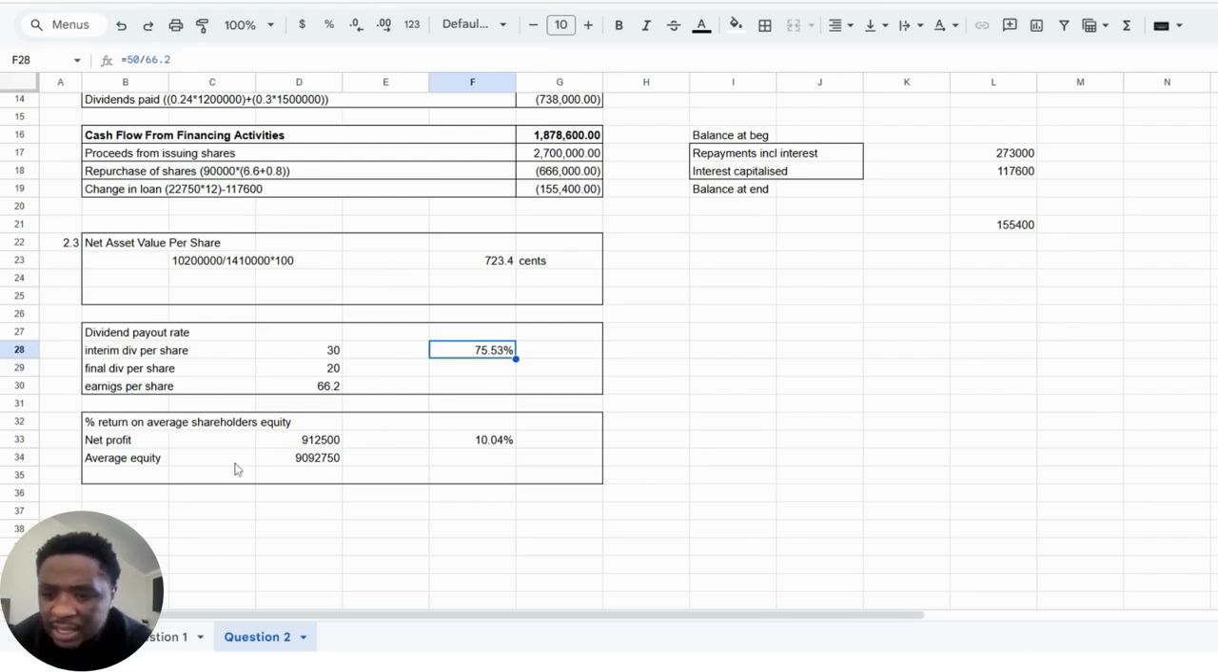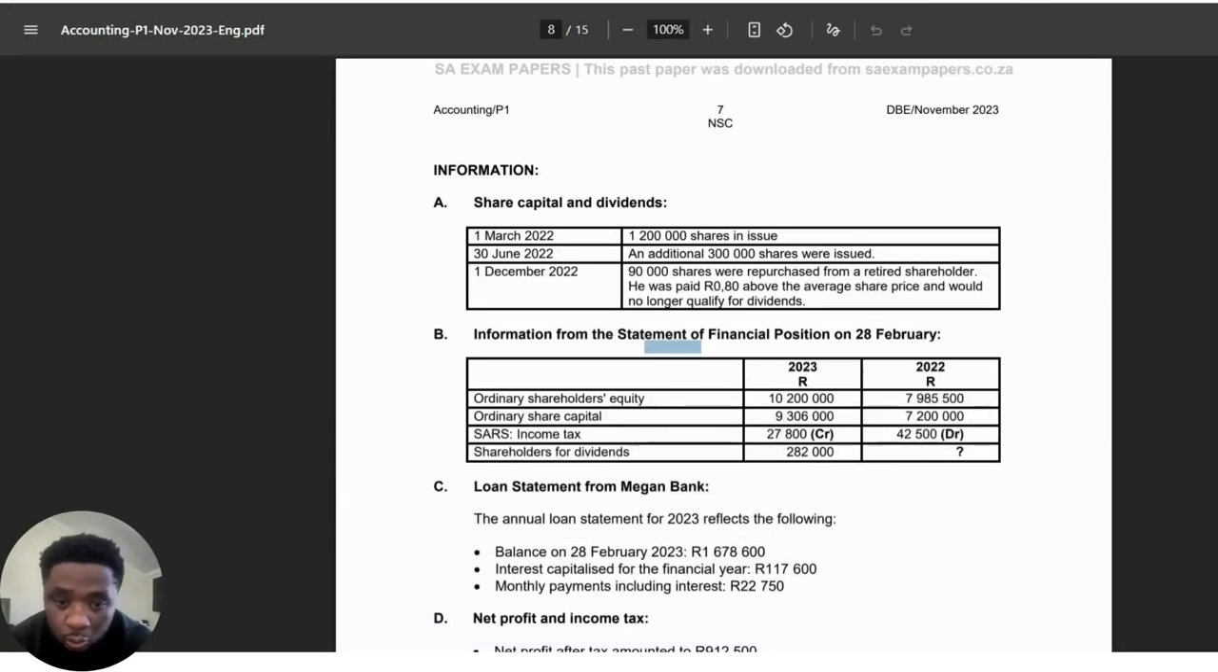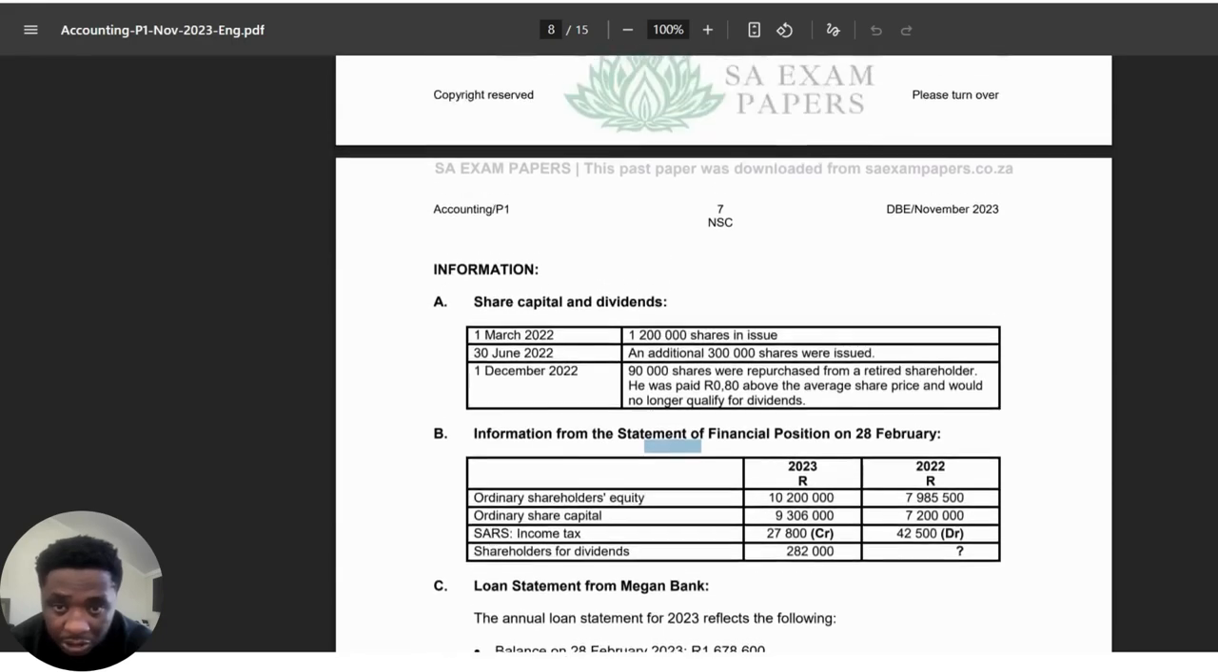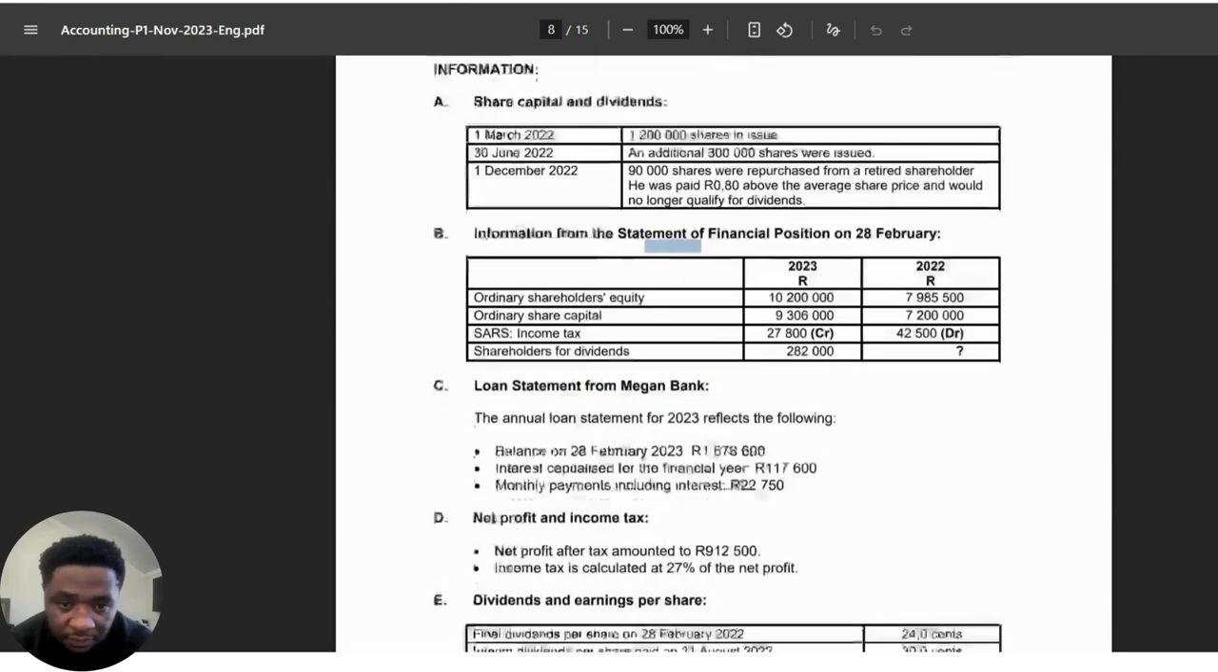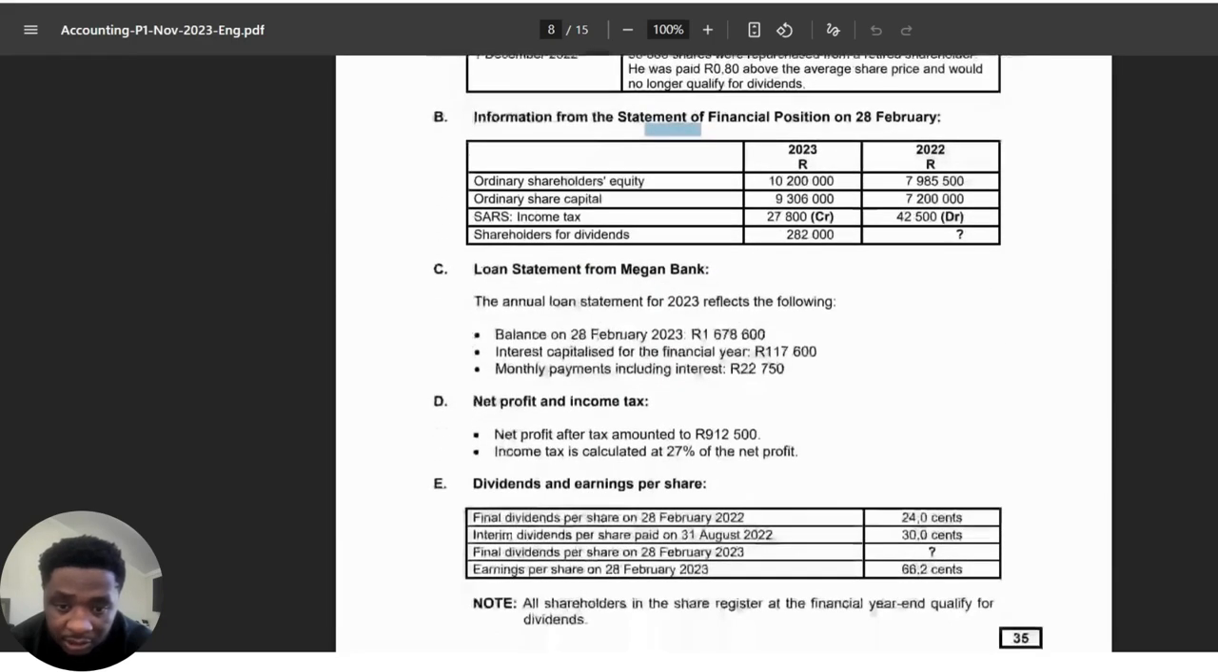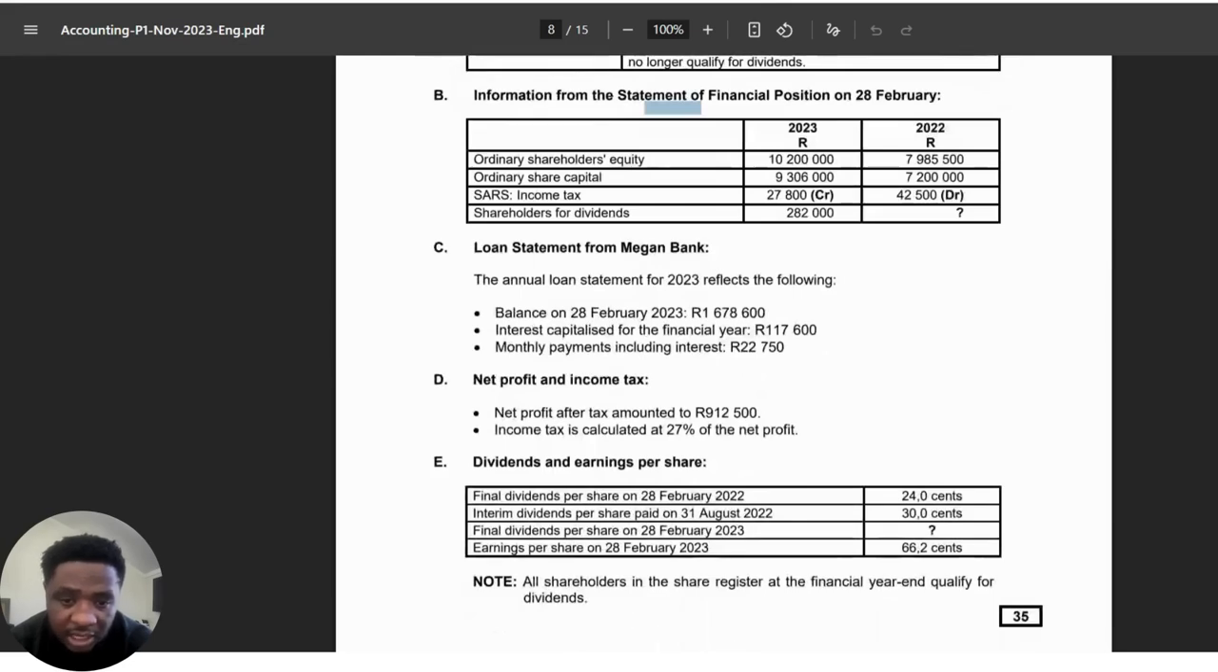All right. And then lastly was working out the return on the average equity. So when you work out the return on average shareholders' equity, the first thing that you take is your net profit. Now, the net profit was given. Let's see in which piece of information the net profit was. So, okay, you can see that net profit after tax is 912,500, right? So we already have that figure.